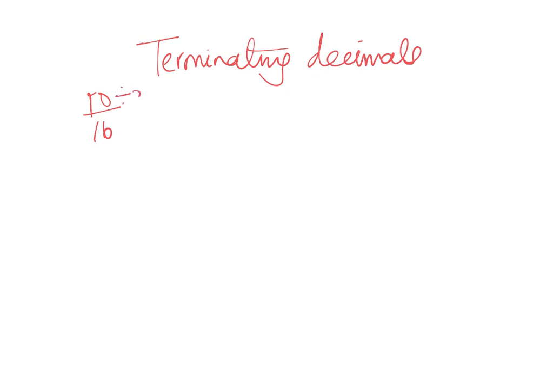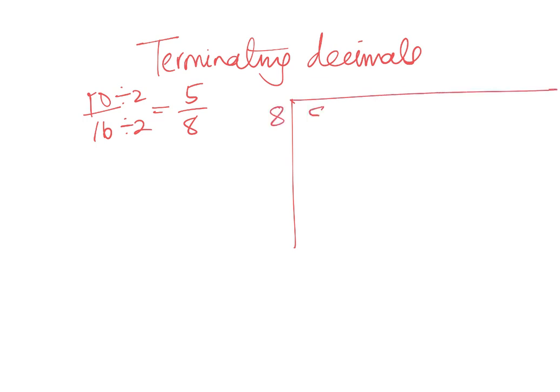So let's look at terminating decimals. Let's look at this example where we have 10 over 16. We can divide both the numerator and the denominator. We can simplify, and it'll become 5 over 8. So then we have 8 on the outside, 5 on the inside. We know that 8 goes into 5 0 times. We're going to put a 0 behind here. 8 goes into 50 6 times. 6 times 8 is 48. So we have 2. We're going to add a 0 there.